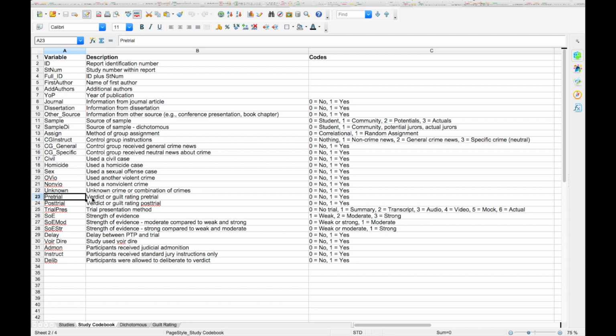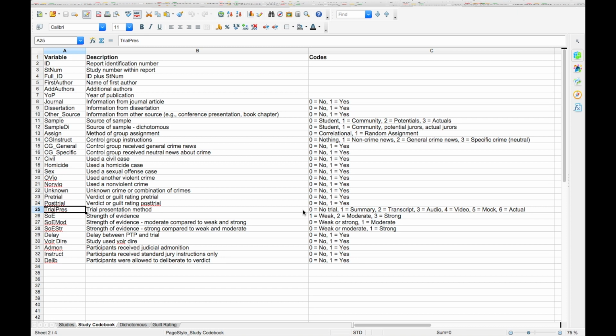We coded whether people were asked to provide a verdict or a guilt rating before reading the trial or hearing the trial, and whether they provided that same verdict or guilt rating after the trial information. We coded on the trial presentation that people received. So for studies that only looked at the biasing effect of pretrial publicity without hearing any trial information, it was coded as 0, no trial.